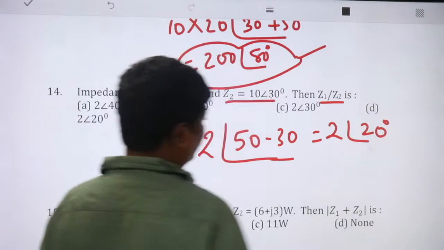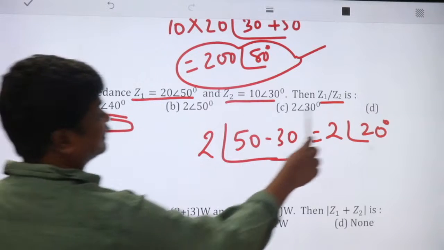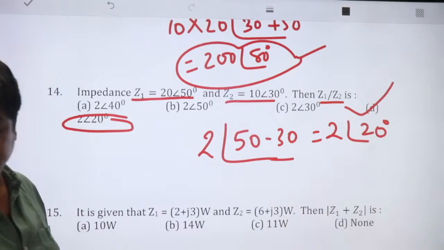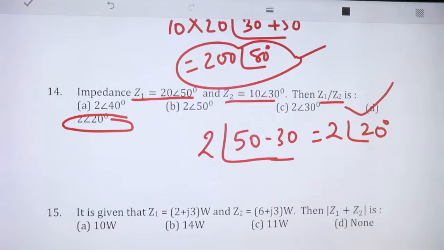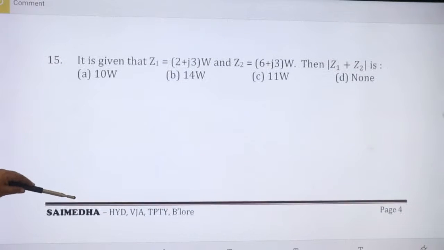2 at an angle of 20. Where is that answer? Answer is D. 2 at an angle of 20. Okay? Right. Next question. See here.